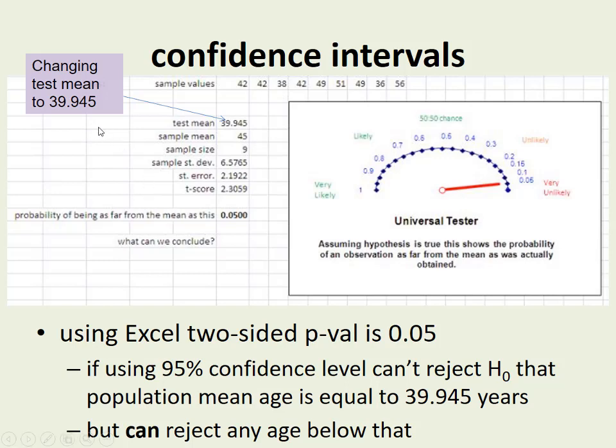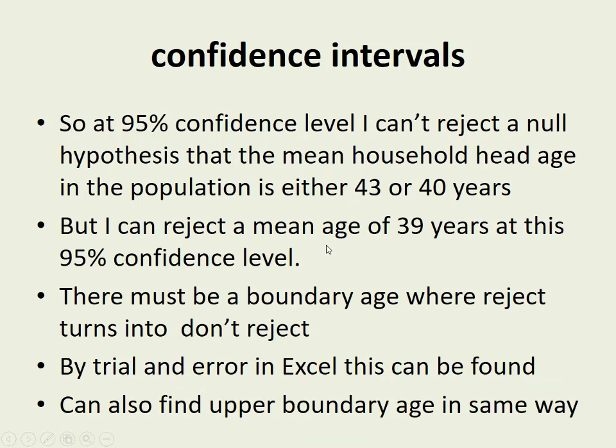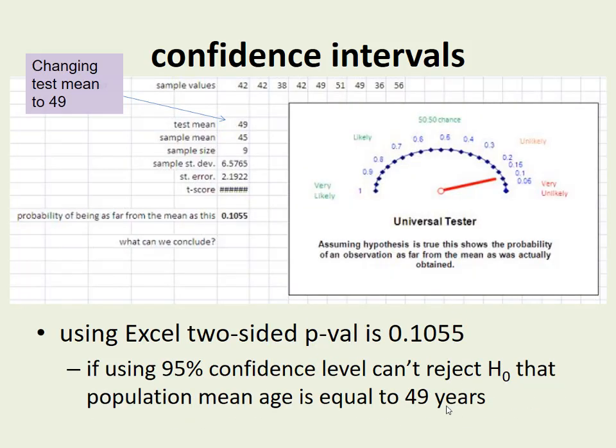Except that obviously there's an upper limit as well, because I can reject that. It's not going to be 100 or 60. I just repeat this same process and see what's the maximum I'd be okay with. So that's what we found so far. There must be a boundary edge. We found that it's 39 point something. You can also find an upper boundary edge in the same way.